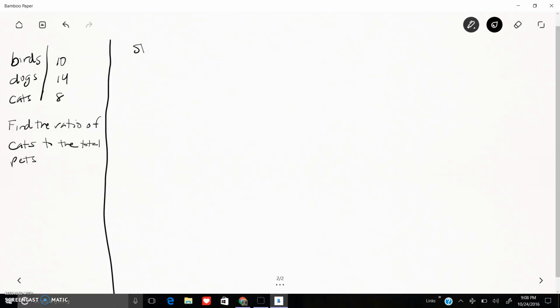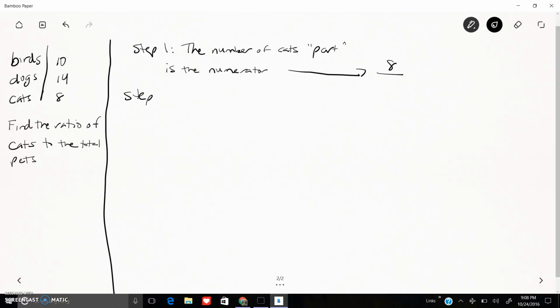All right, so in this problem, step 1 would be the number of cats, that would be my part, right, in this case, is the numerator. All right, so I have 8 cats, so that's going to go on top. All right, step 2, I'm going to count up the total number of pets. So this would be my whole, and that would be my denominator.